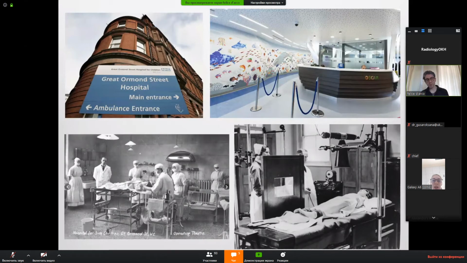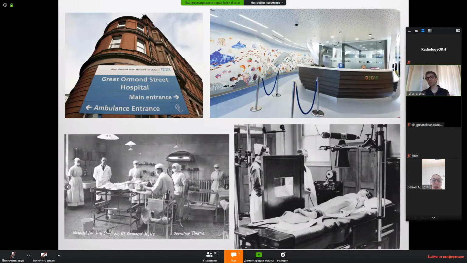But this is my hospital, Great Ormond Street, before and after. So it's a very, very old hospital in London. Old in the sense that it opened a long time ago, not that it's old now, it's quite modern, as you can see.